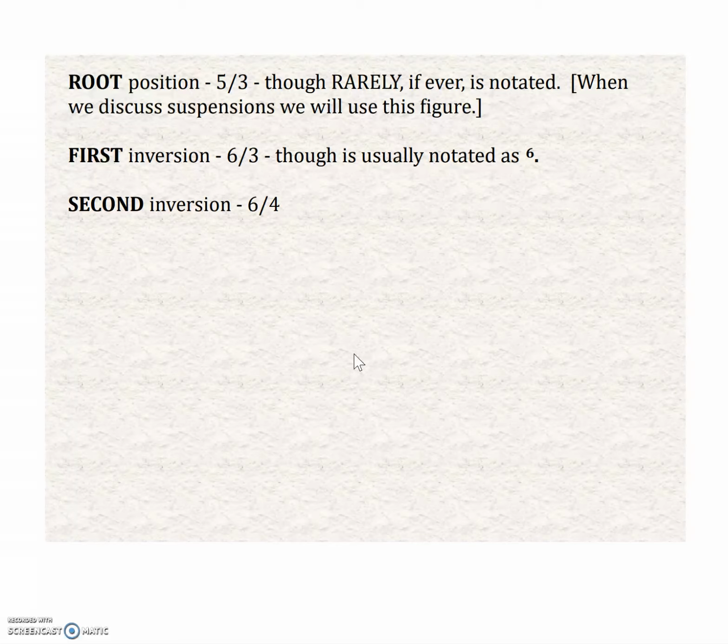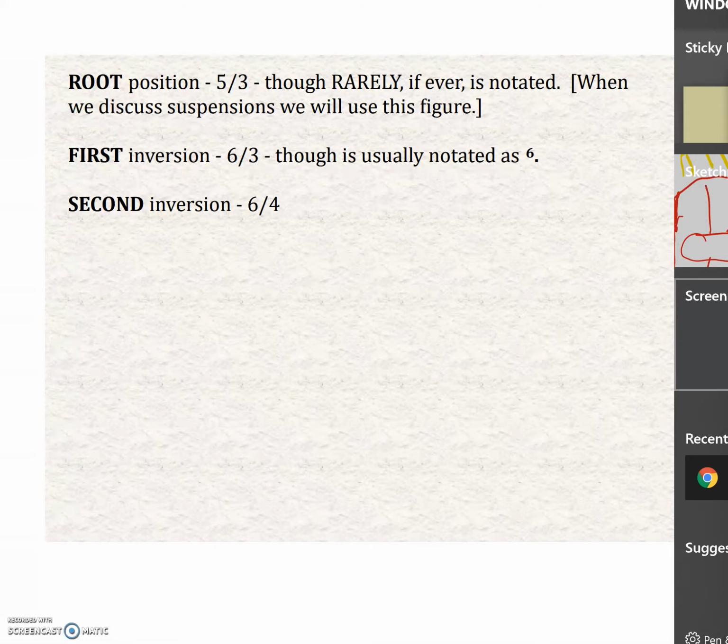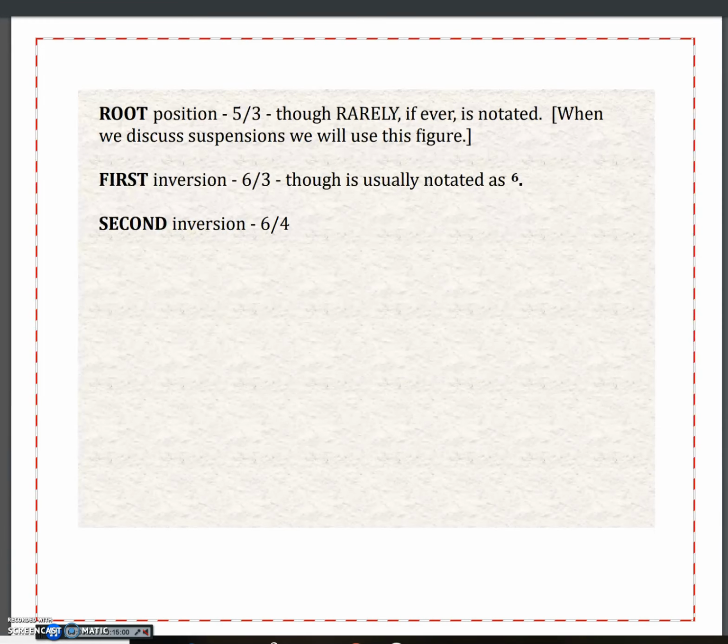First inversion is 6-3, though it's usually just notated as 6, and everybody knows what you're talking about. But what we're talking about is that there is a third and a sixth above the bass. I'm going to draw this out for you in a second. Second inversion is 6-4, because there is a sixth and a fourth above the bass. Let me draw this out for you.